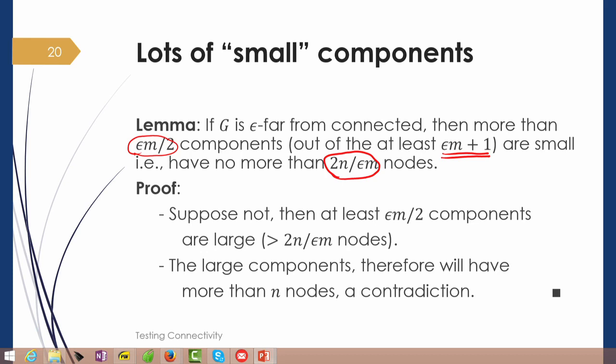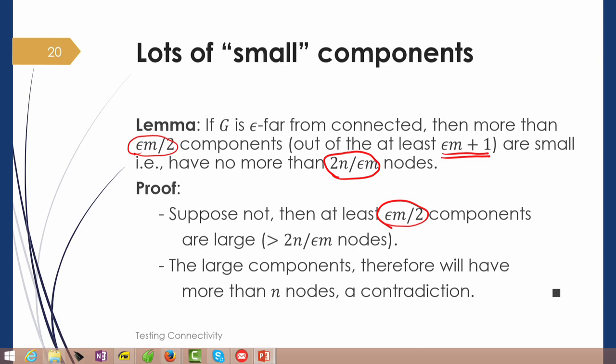Let's go into the proof now. Again, we use proof by contradiction. Suppose not, that means there are at least epsilon m by 2 components that are large. Now, if there are fewer than epsilon m by 2 small components, then there must be at least epsilon m by 2 large components, and these are components with strictly more than 2n over epsilon m nodes.